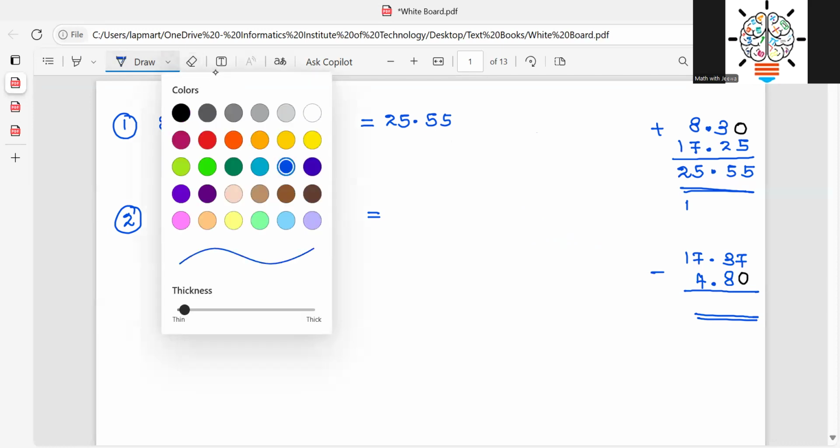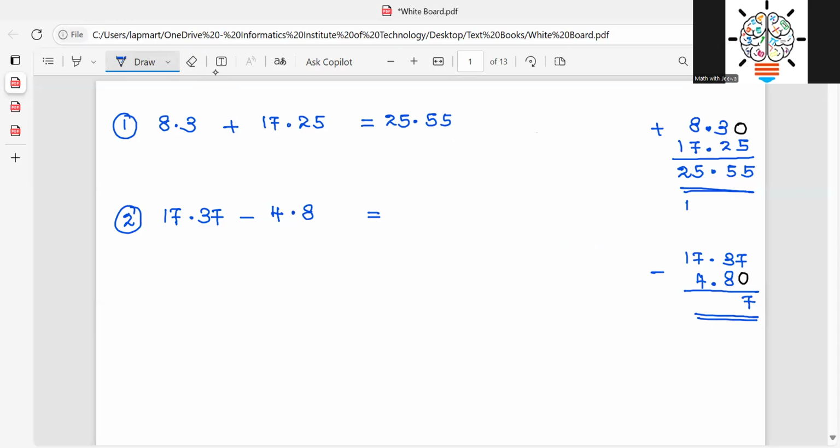7 minus 0, 7. Then 3 minus 8, I can't do that. I want to borrow, so that becomes 13. 13 minus 8 is 5. Now here on top, I don't have 7 because I borrowed 1, so now I have 6. 6 minus 4, 2. And 1, I write as it is. 17.37 subtract 4.8. The answer is 12.57. And I write the answer 12.57. Okay, so that is all about addition and subtraction.